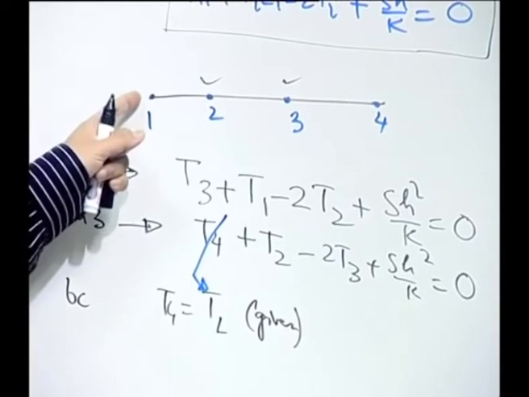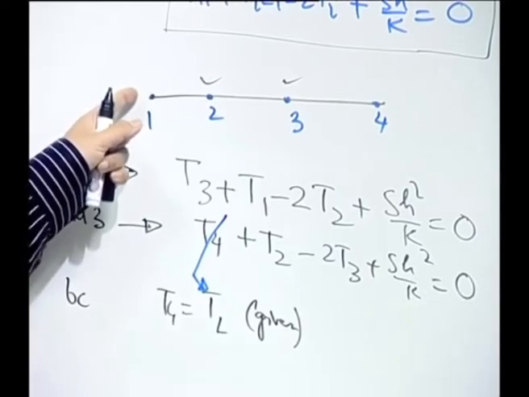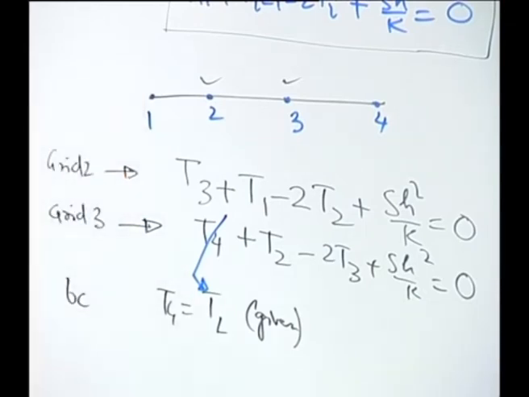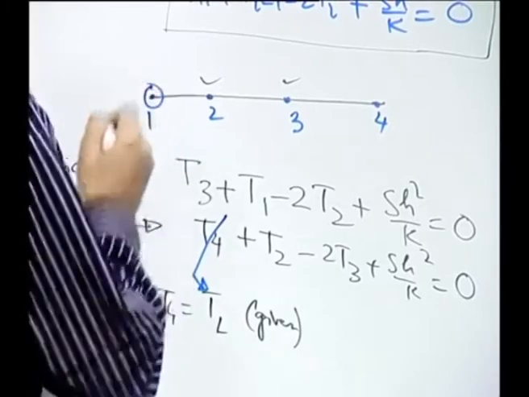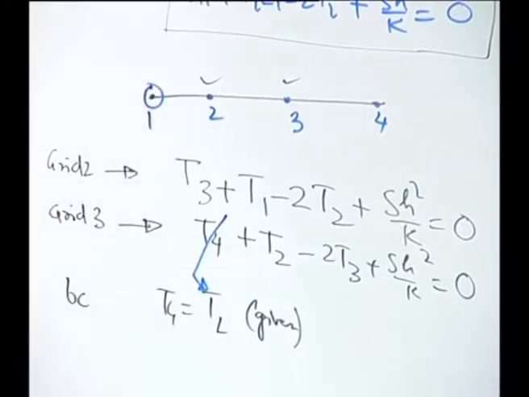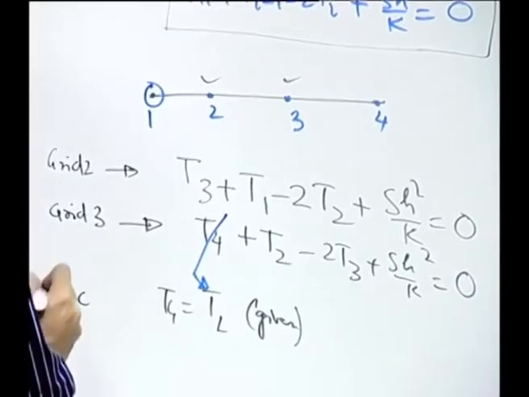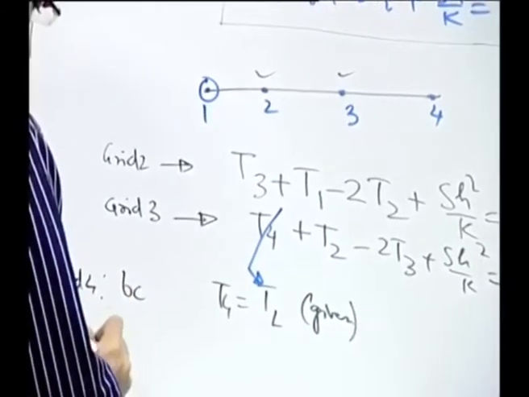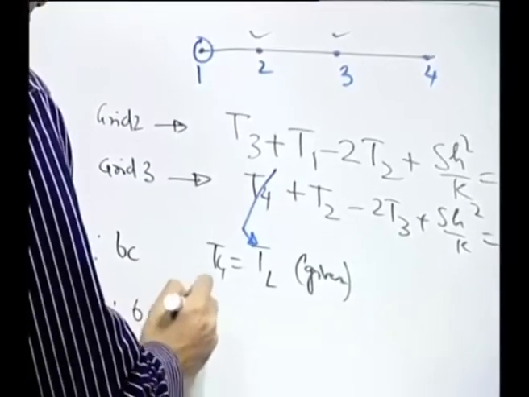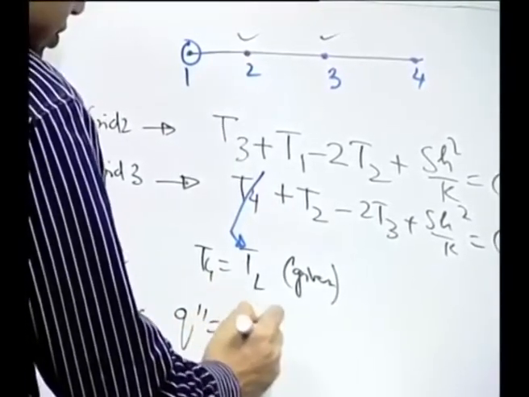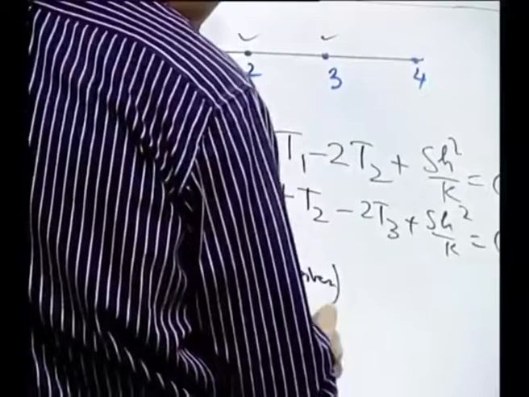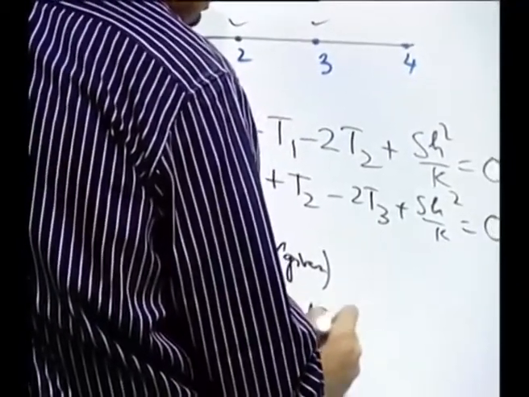Obviously, grid point 1 will give you another equation. So, for grid point 1, what is your corresponding governing equation? That you have to derive from the boundary condition. So, this was grid point 4. For grid point 1, the boundary condition is that the heat flux is 0, that means k dT/dx at 1 is equal to 0.